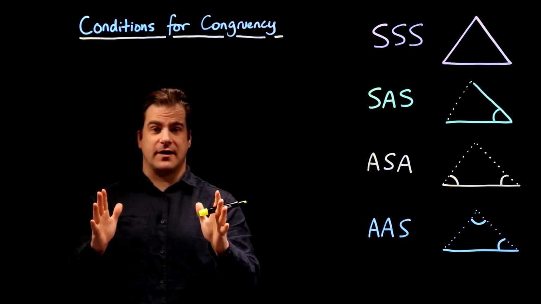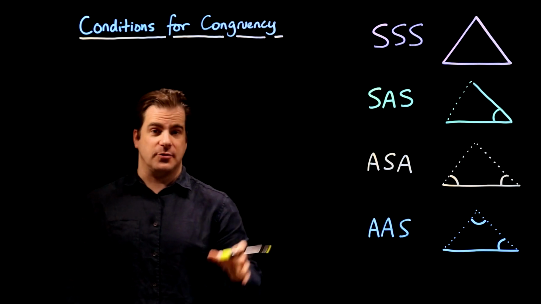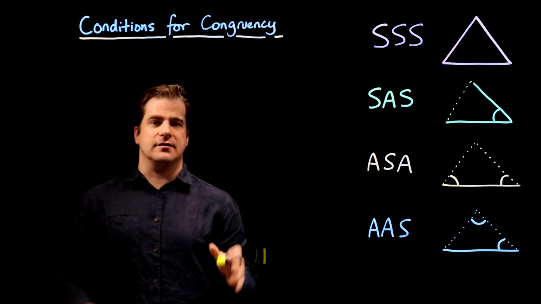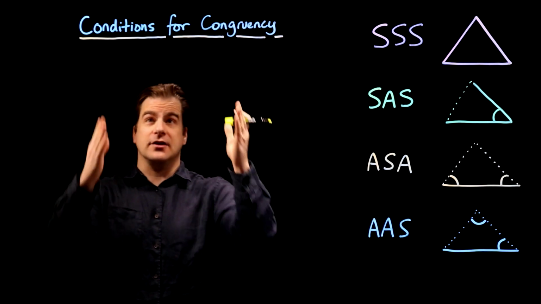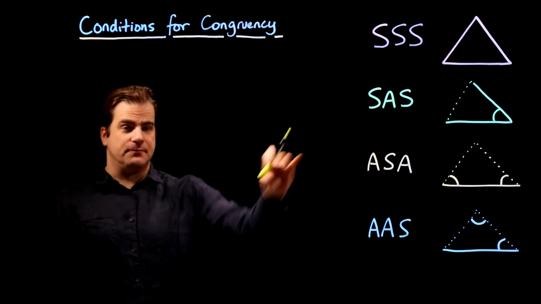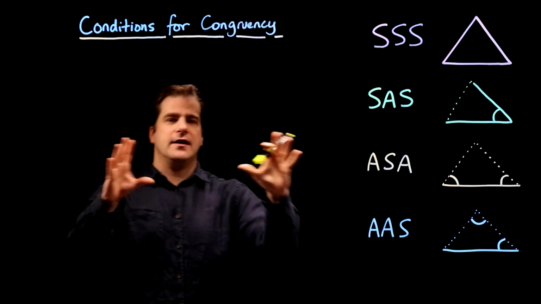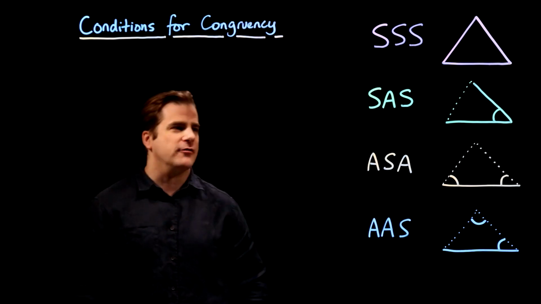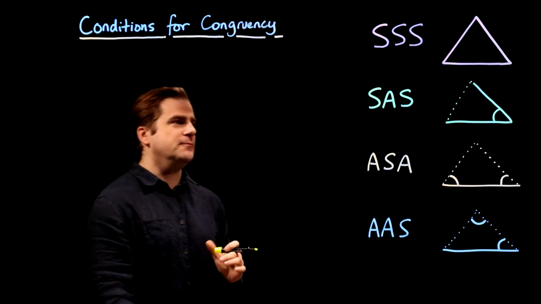15 and 16-year-old mathematicians, you need to know what the conditions for congruency are between two triangles. Some of the questions you get asked, you're given two triangles and you're asked to prove that they're congruent, which means you need to know the conditions for congruency. So here they are, okay? There's 4 of them, learn them. There are a few more advanced ones, don't worry about them. For 16-year-olds, this is plenty, okay?